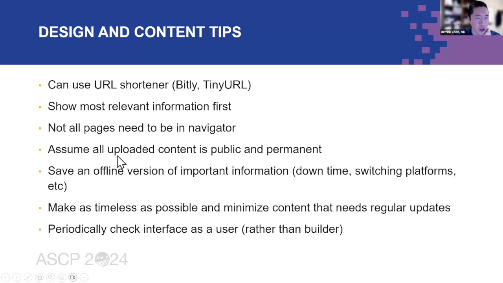This is important. I'm sure you know this, but anything you upload, assume that it's always going to be public and permanent. So don't put PHI and things like that and then delete it later and say, okay, I deleted it. It was sent to the servers. Assume that they have it in their servers and they can access it somehow. If it's really important information, I would save an offline version of it just in case the company starts charging you or they go out of business.